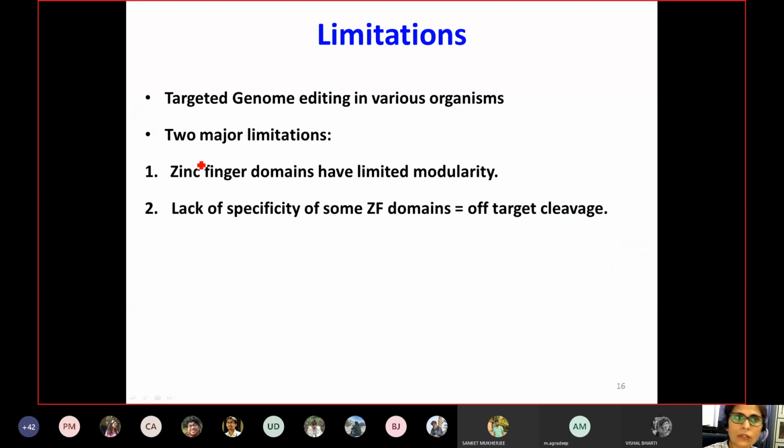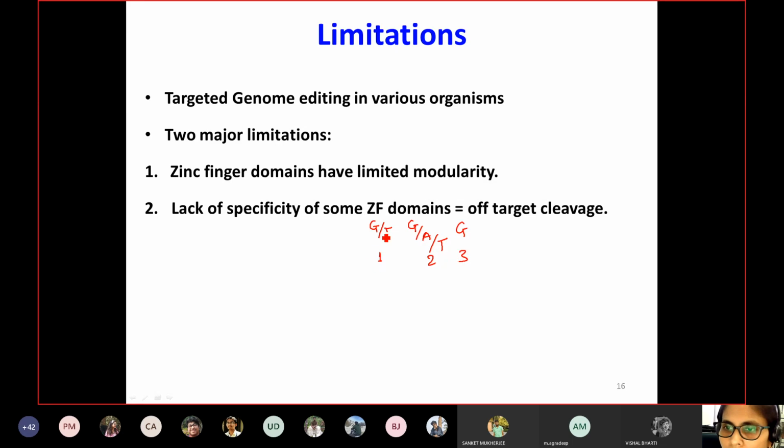Now, the second is lack of specificity of some zinc finger domains, and it can generate off-target cleavage, leading to undesirable mutants and chromosomal aberration. What that means is, if you remember, I asked you to remember G or T at the first position, or G, A, T, and third. For example, if you have one finger domain that is recognizing at the first position G or T, second position GAT, and the third position T.